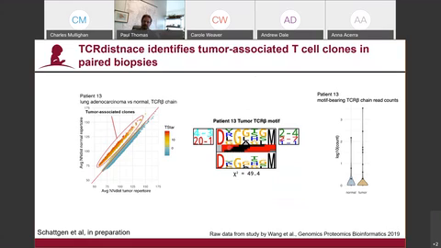We've taken this concept a little bit further now, and particularly with the advent of single-cell technologies and single-cell multi-omic technologies, where we can get the TCR, we can get the gene expression profile, and we can get epigenetic profiles from a single cell at once from tumors, we can build much more robust classifiers to identify interesting subpopulations.